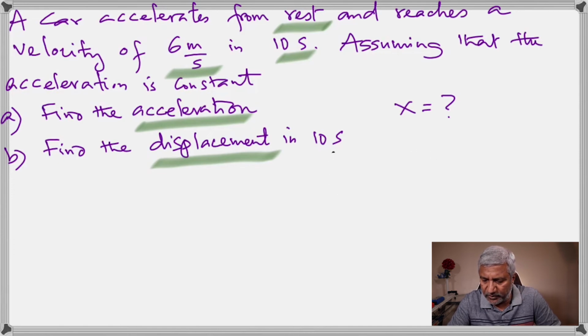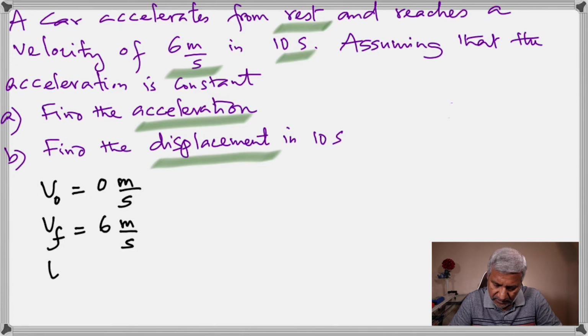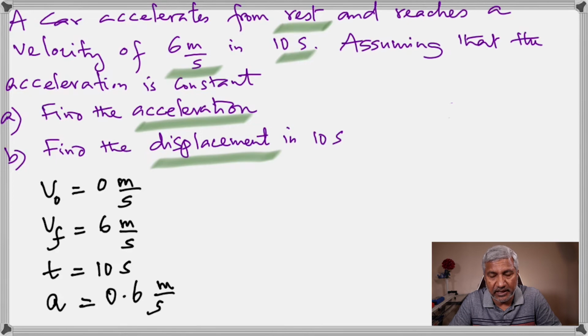So we're looking for displacement now, aren't we? So once again, you start with what are the given terms. Now, v naught is 0 meters per second. Final velocity is given as 6 meters per second. Time is 10 seconds. We did also find the acceleration, didn't we? Yeah, so we can make use of that. So it's 0.6 meters per second squared. So we got that also.